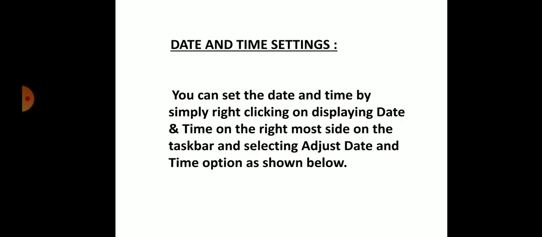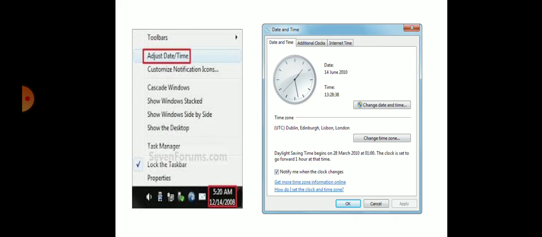You can also change the date and time settings. You can set the date and time by simply right-clicking on the displayed date and time on the rightmost side on the taskbar and then selecting the Adjust Date and Time option as shown below. Here you can see the options for changing the date and time.